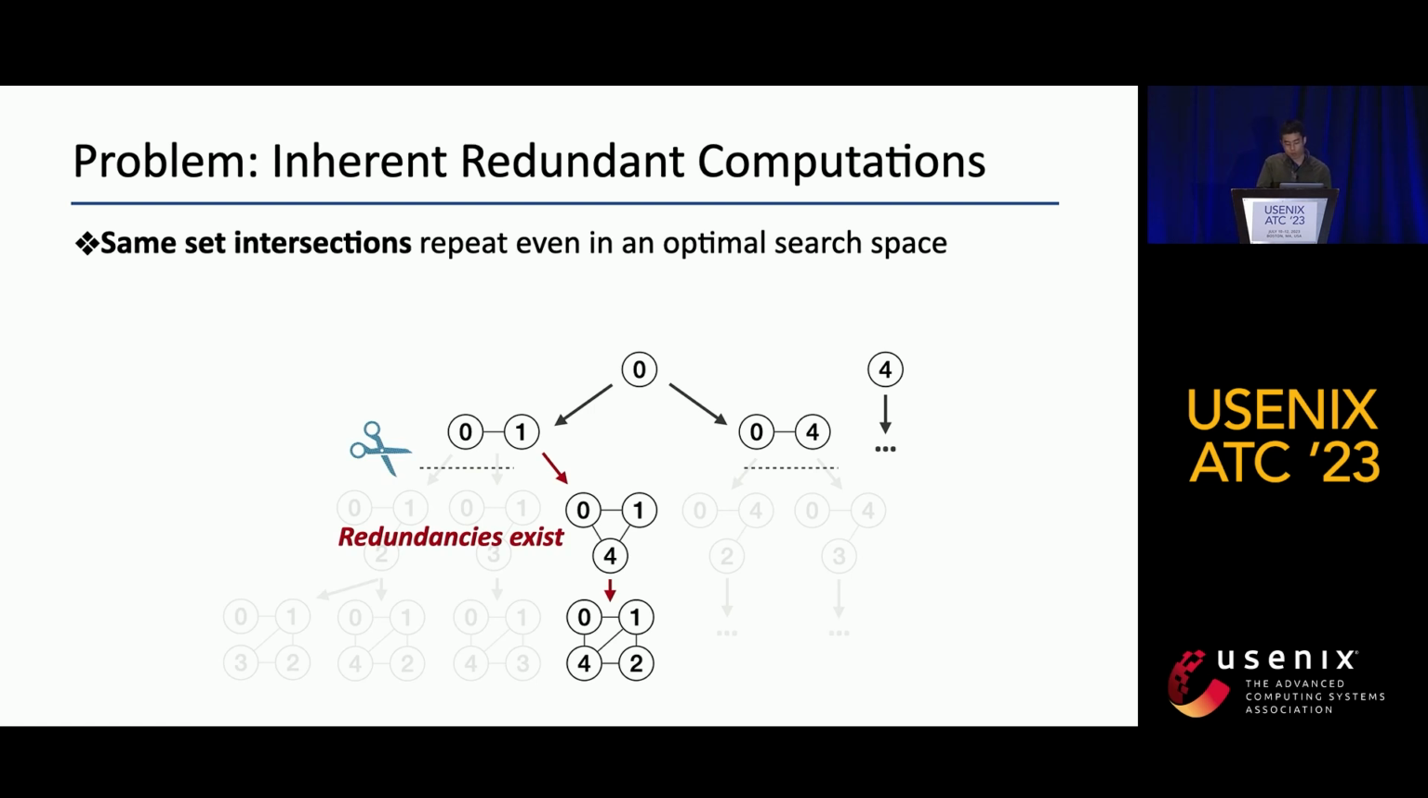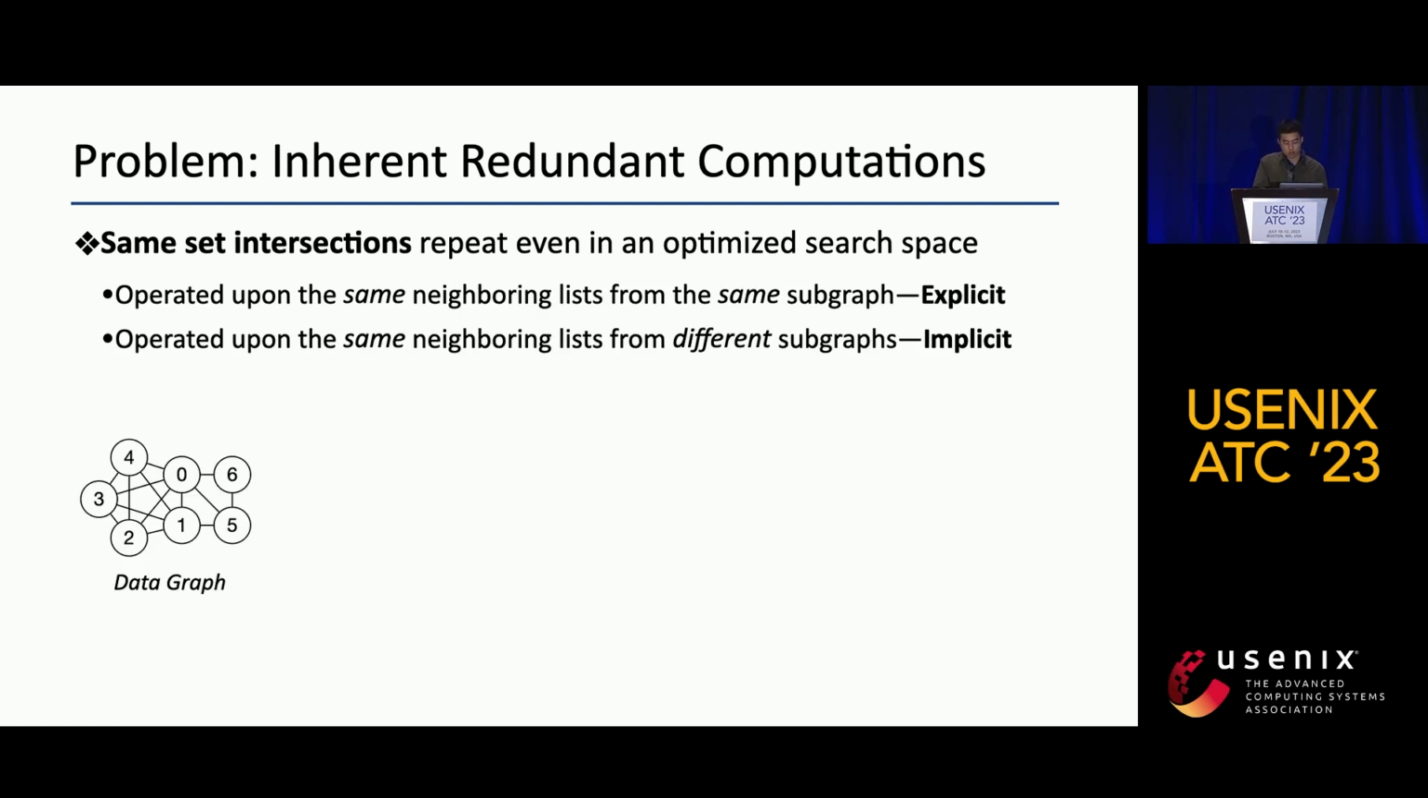However, even in an optimal search space, redundant computations exist as repeated same set intersections, which have a great impact on the performance. These redundancies reside within the search path and cannot be removed using existing search space reduction methods. Specifically, we divide the redundant computations into two categories, based on whether they are performed on the same neighboring sets from the same subgraph. Consider a partial instance mapped by white vertices, and we want to compute the black vertices connecting to the same white vertices.